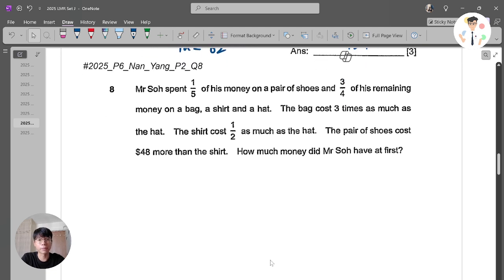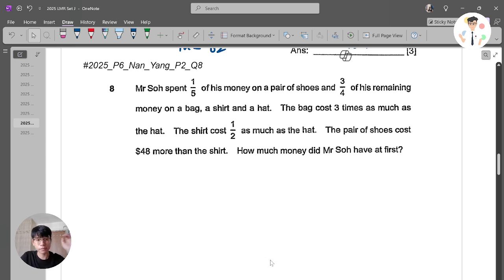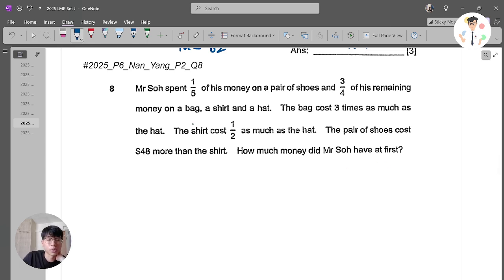Okay, Nanyang paper 2 question 8. Mr. Saw spent 1 out of 5 of his money on a pair of shoes and 3 out of 4 of his remaining money on a bag, shirt, and a hat. So let's try to draw a model. I think that will work the best, probably.